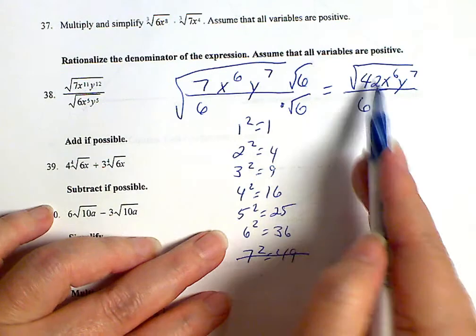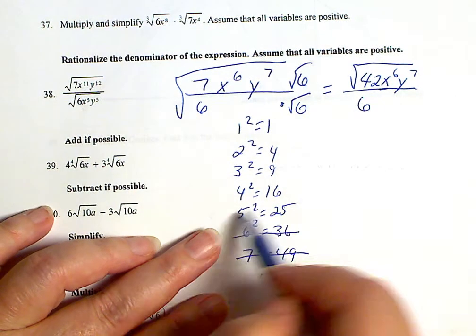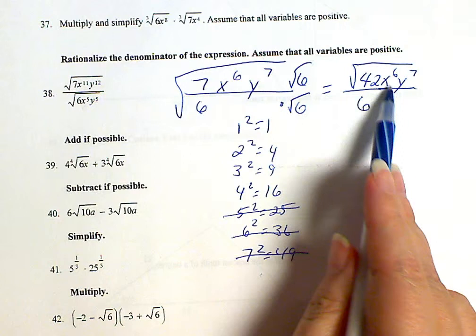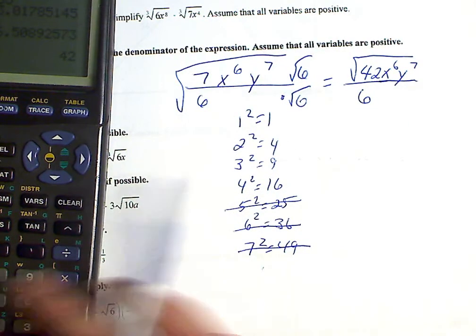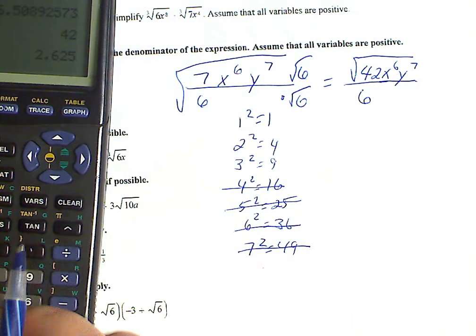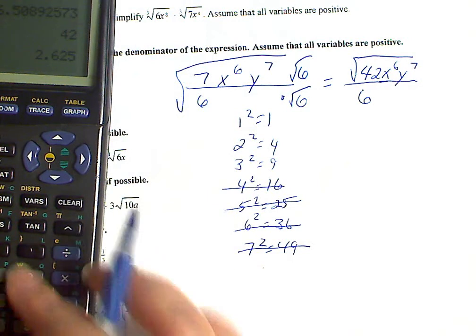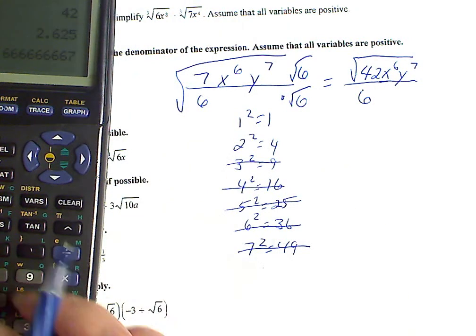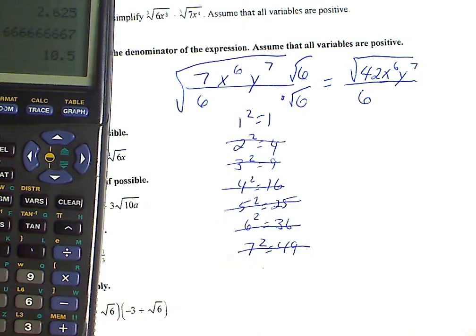So, 49 right here is too big. 36 does not go into 42 evenly. 25 doesn't go into that evenly. Well, 16, I'm not 100% sure, so I'll go 42 divided by 16, and that doesn't go in evenly. 42 divided by 9. Nope. And the last one, 42 divided by 4. Nope. Doesn't work. So our number is going to stay the same.